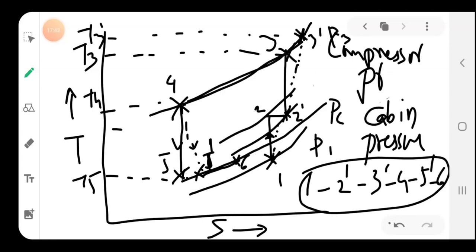But this process is not cyclic, because the starting point is 1 and the ending point is 6. Why? Because air is not recycled. The air is taken from the atmosphere and used to cool the cabin, and the cooled air will be thrown out to the atmosphere. But not the same air is taken. So this is an open system, not a closed system. That is why this has not become a cycle. This is the TS diagram for our simple aircraft refrigeration system.